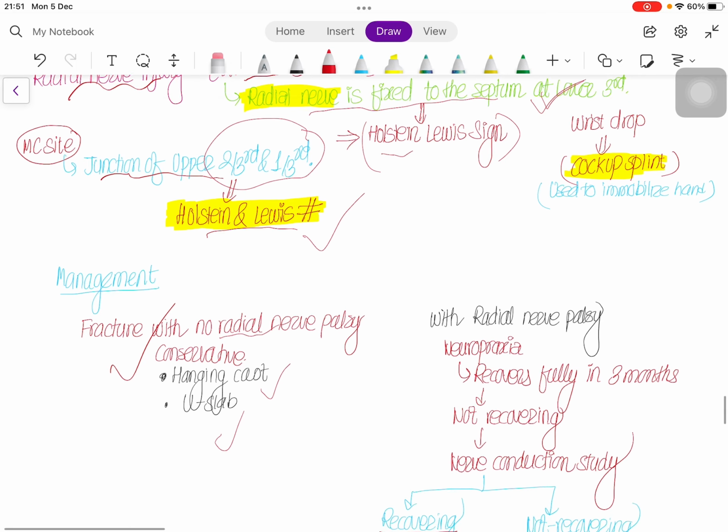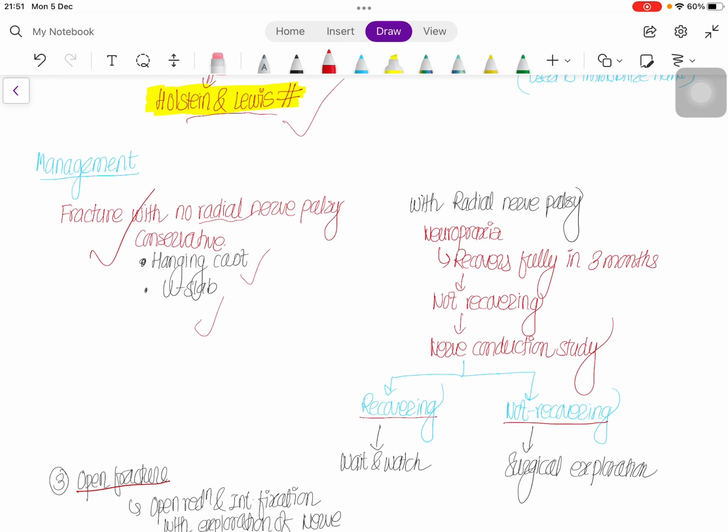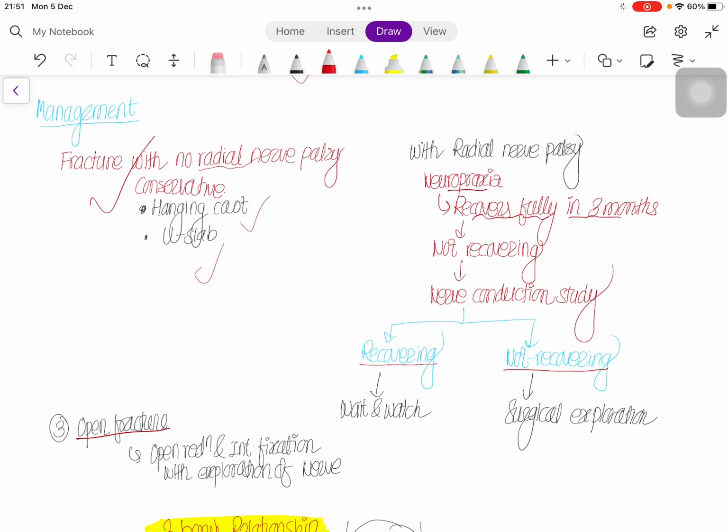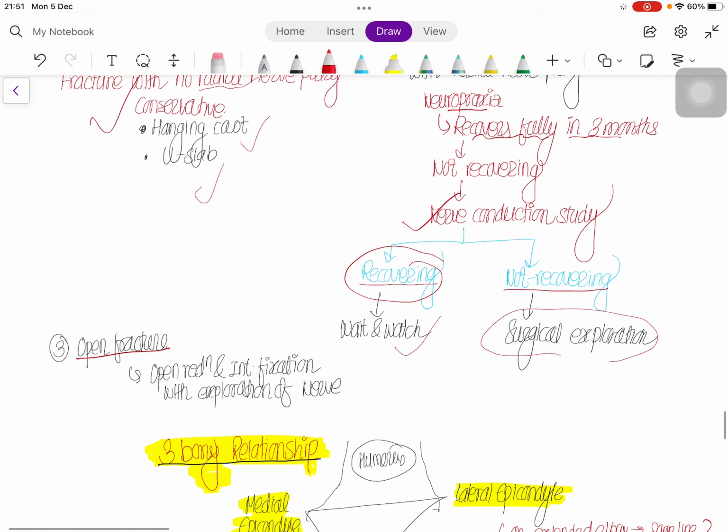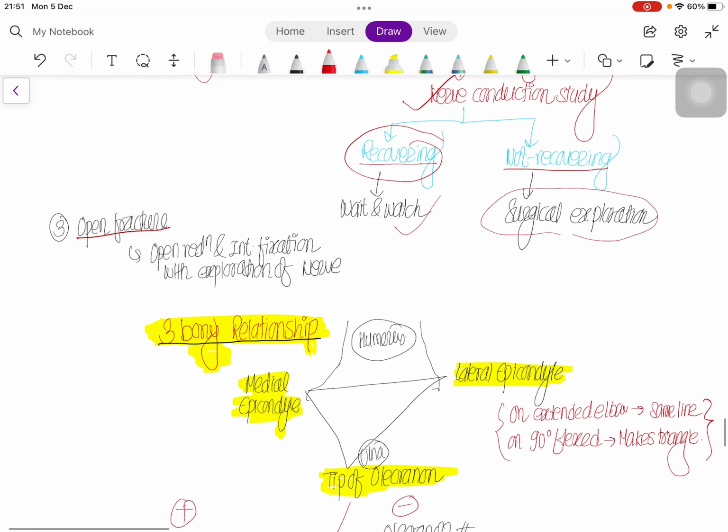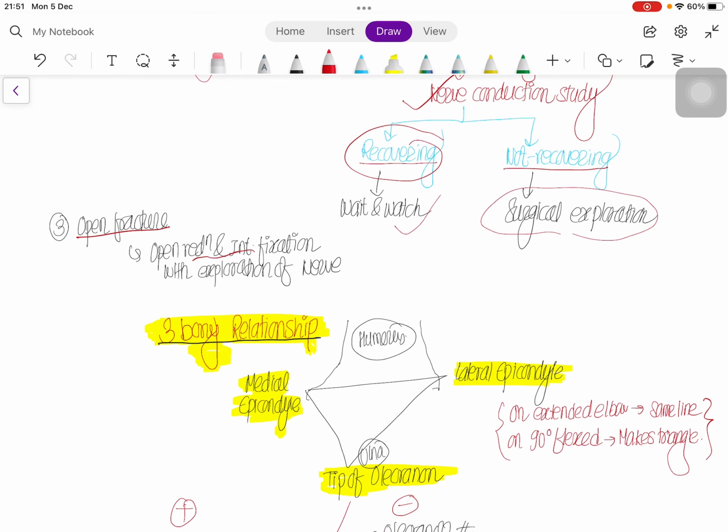But if there is radial nerve palsy, it is usually neuropraxia, which recovers within 3 months. If not recovering, we have to do a nerve conduction test. If it is recovering, we wait and watch, and if it is not recovering, we do surgical exploration. If there is an open fracture, we do open reduction and internal fixation with exploration of the nerve.